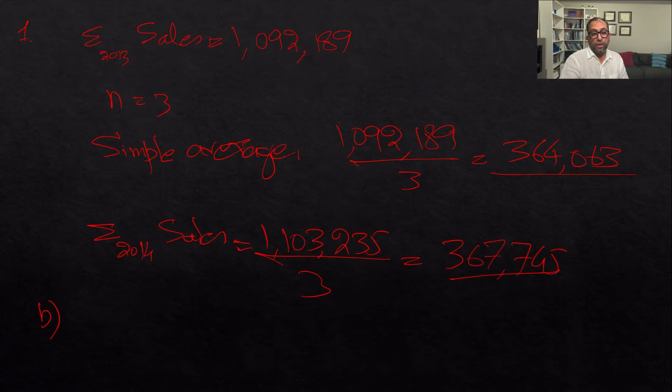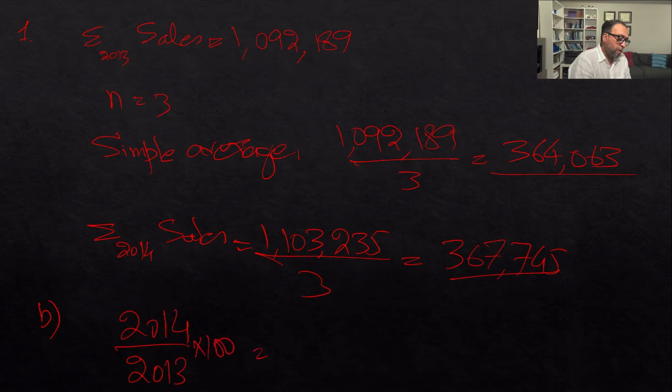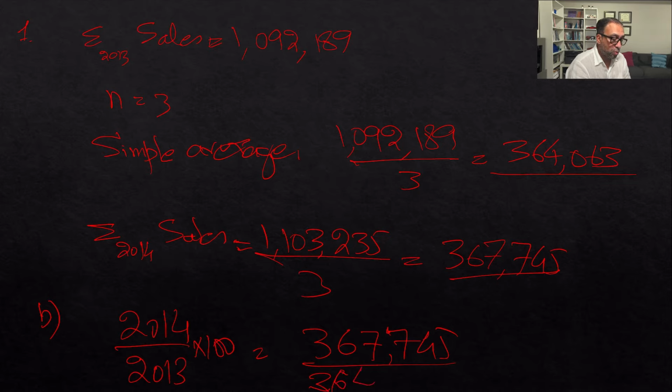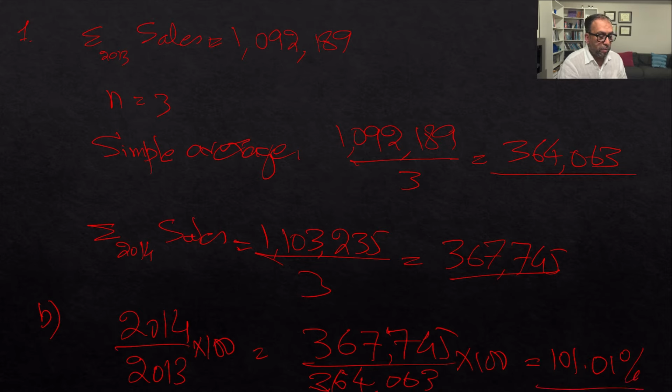find out the ratio, and the ratio is a percentage ratio, and that is we divide 2014 over 2013 times 100. So it's 367,745 divided by 364,063, times 100. So we get the value which is 101.01%. That is the proportion or percentage increase in sales.